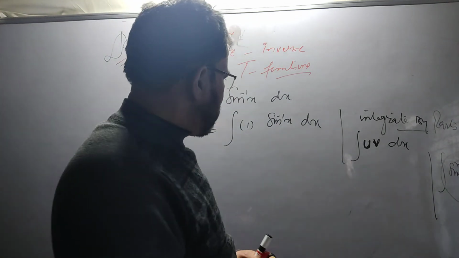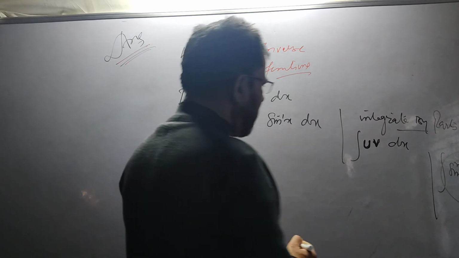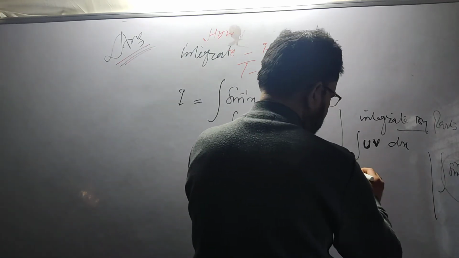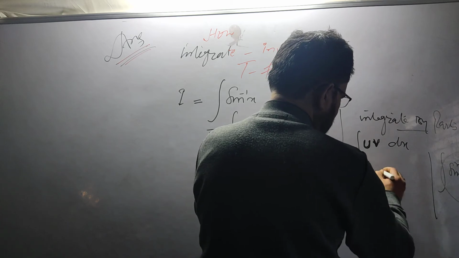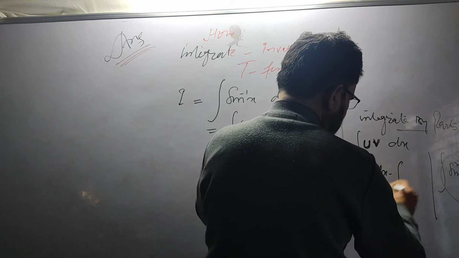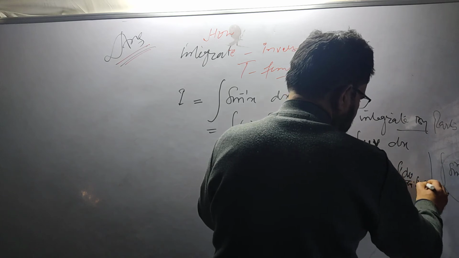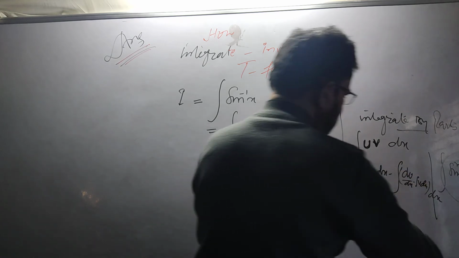So here I should take inverse first, as it comes first. What is the formula? This is u as it is, integral of v dx, minus the whole integral of the derivative of u with respect to x into the integral of v with respect to x, the whole to be integrated with respect to x.